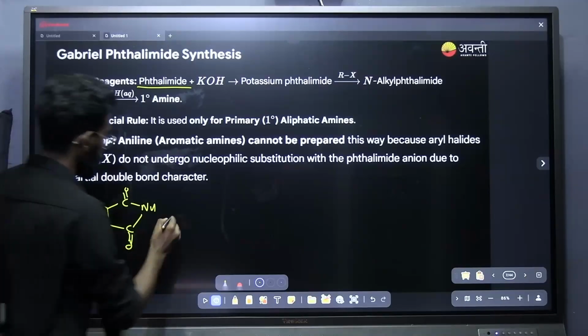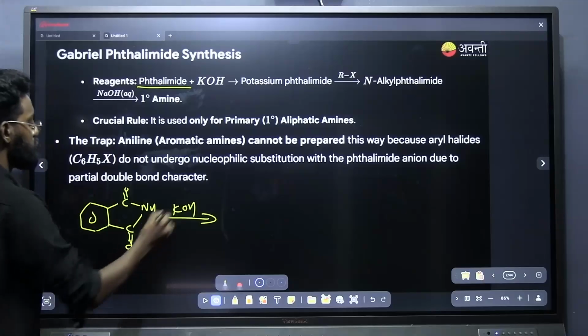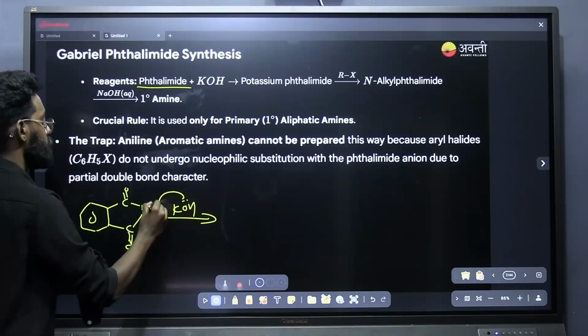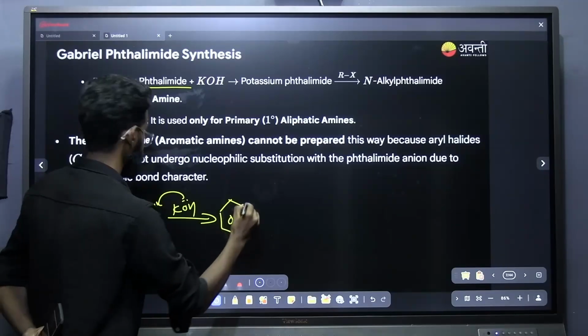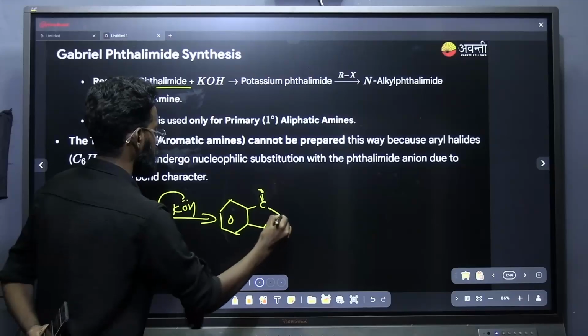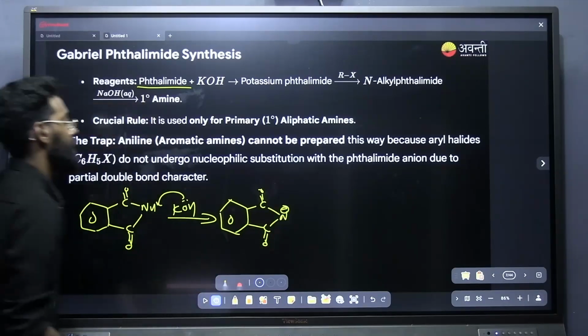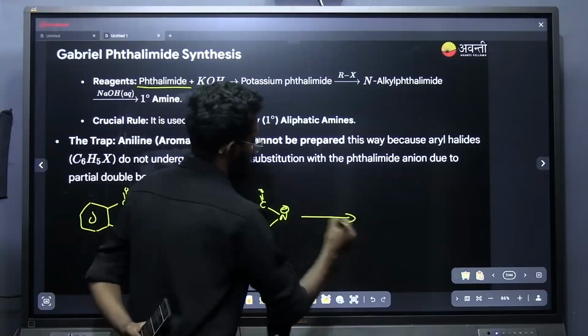Okay, NH, and this will be on treating with KOH. On treating this one, what is going to happen? The lone pair will be attacking the proton. What will I be getting? I will be getting the anion of phthalimide.